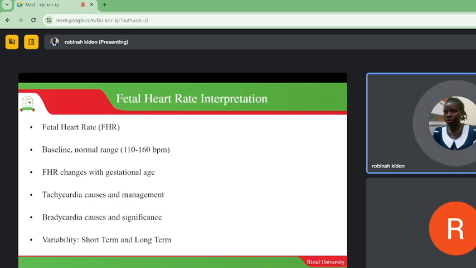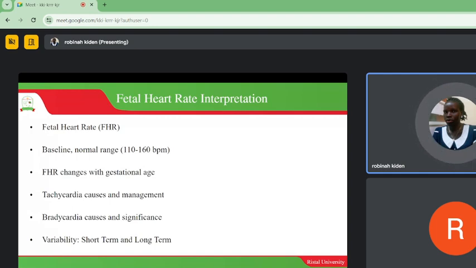Then tachycardia causes and the management need also to be looked into. Tachycardia, here we are referring to heartbeat for the fetus which is higher than 160 beats per minute. So this means that the baby is likely going into distress. How do we manage this? So we have to put into consideration, in case this has happened, then we need to act immediately.